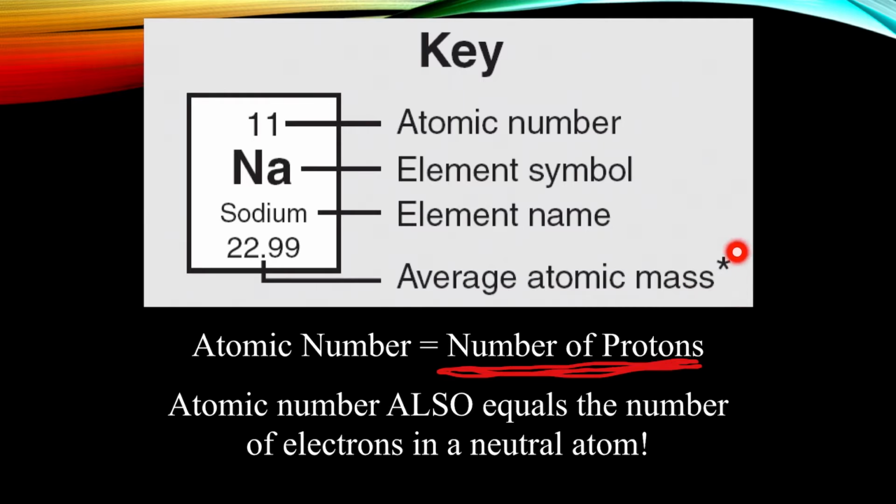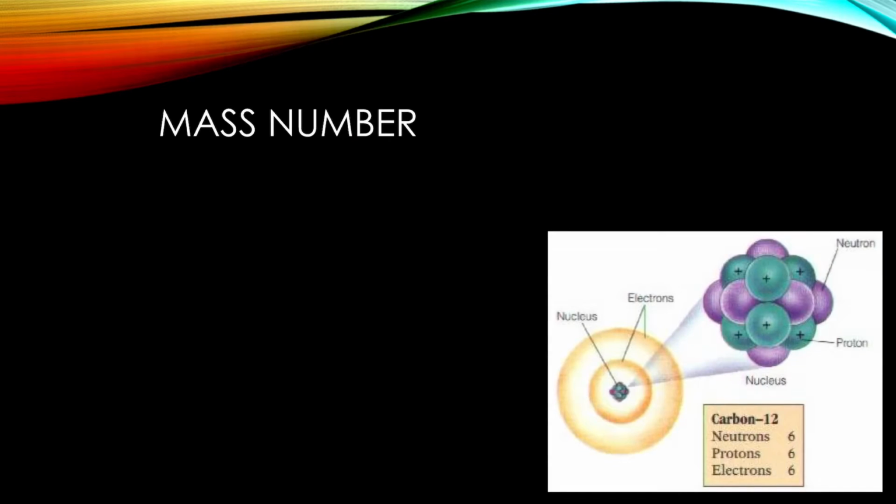Now, let me be very clear on this. This isn't necessarily what you learned it was in middle school, so keep paying attention. The atomic number, turns out, also equals the number of electrons in a neutral atom, which we're going to be talking about right now. So sodium, when it is neutral, has 11 protons and 11 electrons. And we'll get to neutrons in a second.